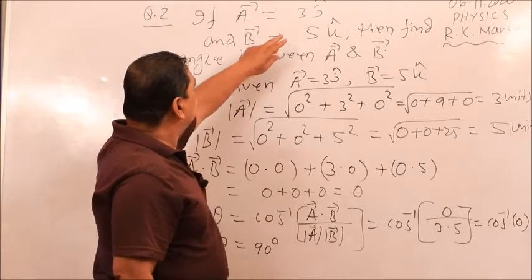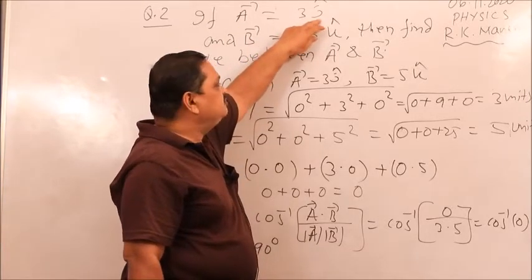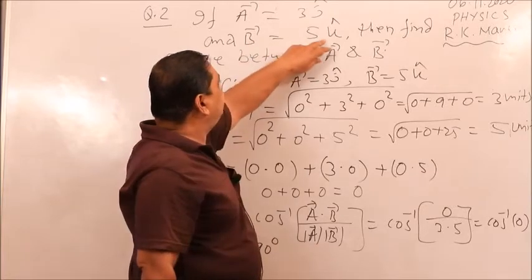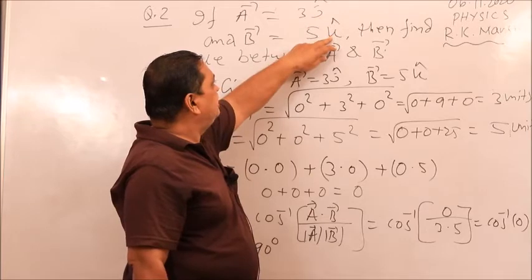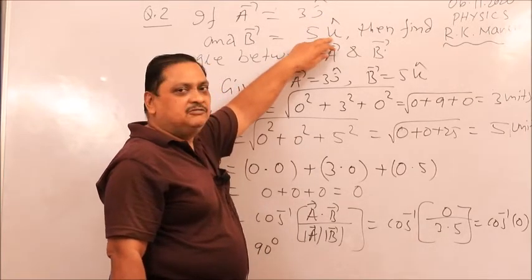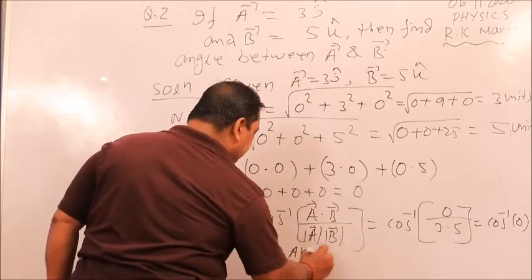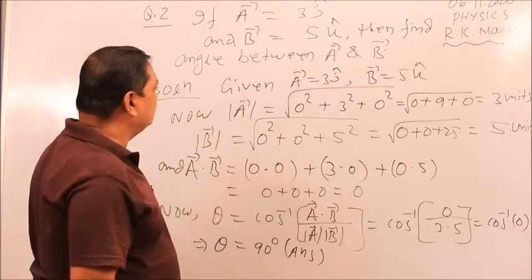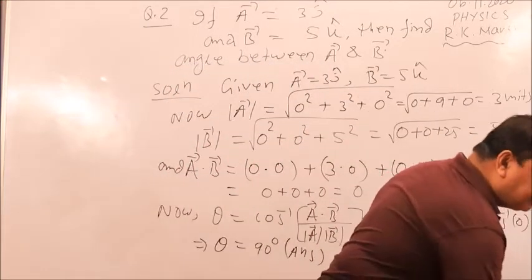You can also see here that vector A is j cap, that means it is the y axis, and vector B is 5k cap, that is the z axis. Since the y axis and z axis are orthogonal, that means perpendicular to each other, the angle between them is also 90 degree, and our answer is also 90 degree. So this is the angle between two vectors, and these are all about the scalar product of two vectors, which is known as the dot product.